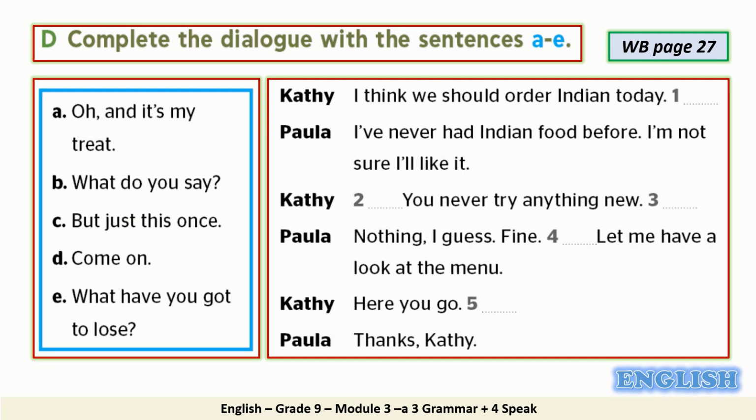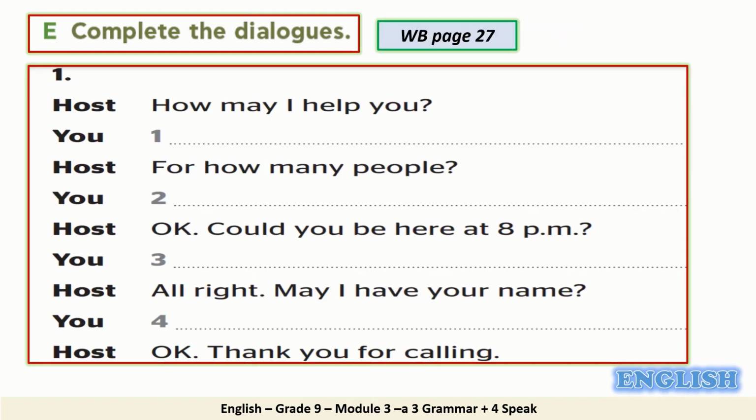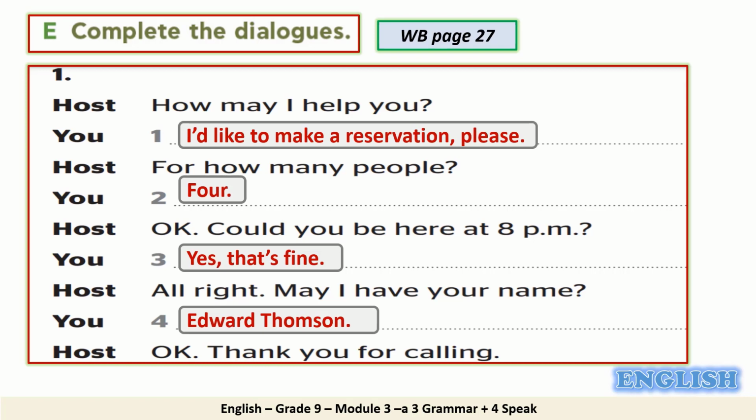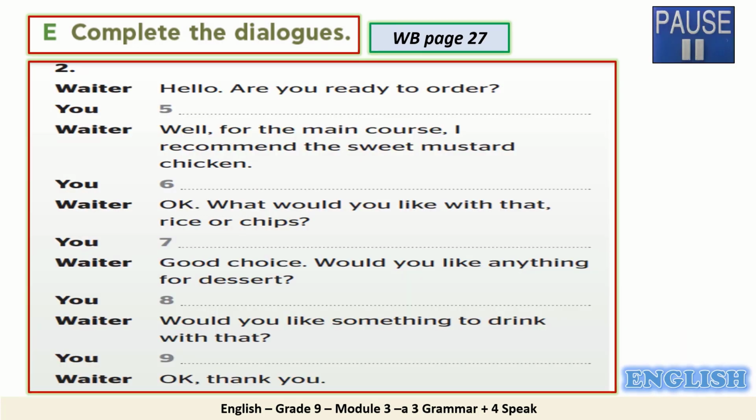D. Complete the dialogue with the sentences A to E. Workbook page 27. Stop the video, answer the questions, then check your answers. 1B, 2D, 3E, 4C, 5A. E. Complete the dialogues. Workbook page 27. You can stop the video, answer the questions, then check your answers.